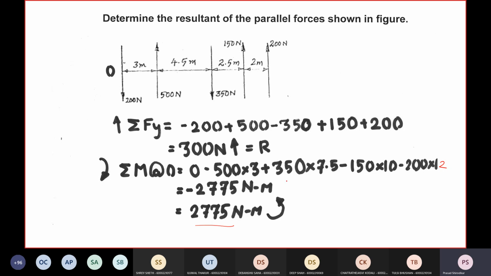Okay. So then find out the distance. So resultant is acting somewhere upwards, and so you have to next find out the distance d. So this is my resultant R, and I have to find out the distance of the resultant from O. Okay, so d will be summation M about O divided by R.